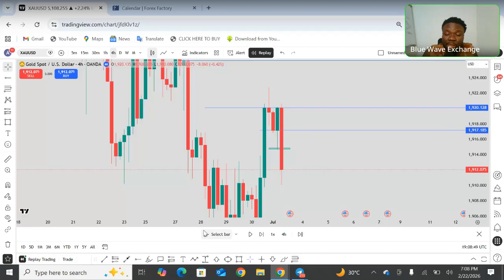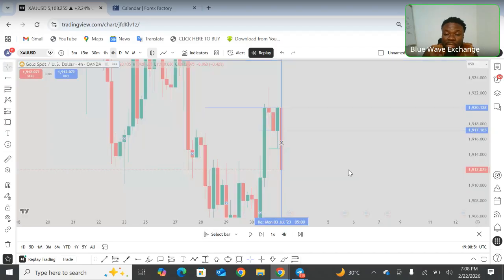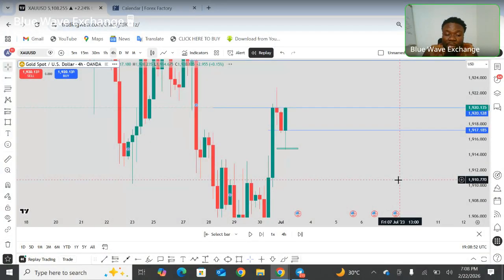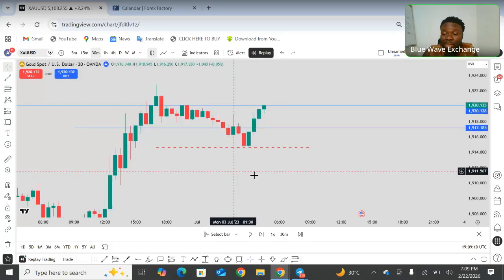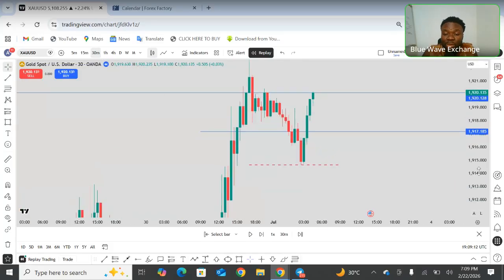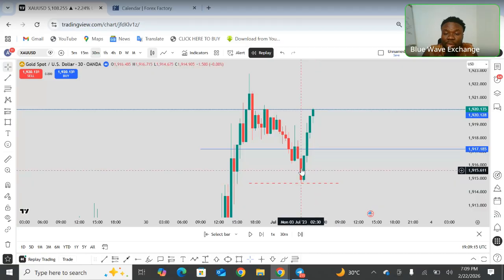If you understand candle structure, you get to know that if price breaks the previous candle low, it means sellers are taking over the market. But all the same, I would count it as one loss. So let's fast forward price.